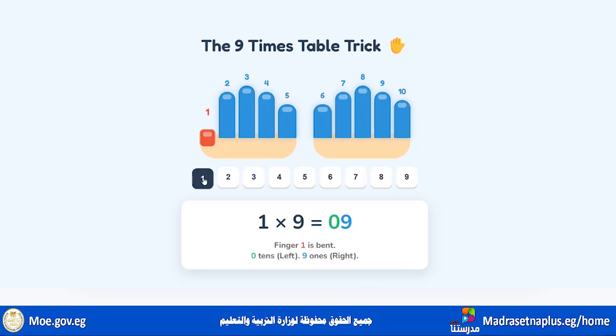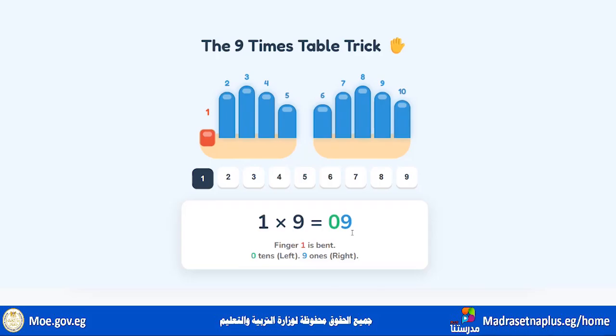Count from the left: 1, 2, 3, 4, 5. The right hand: 1, 2, 3, 4, and 5. Take care with this one, 1 times 9. 1 times 9 means finger 1 is bent. Put it down. How many numbers on the left? 0 on the left. How many fingers on the right? 1, 2, 3, 4, 5, 6, 7, 8, 9. So 1 times 9 equals 9.